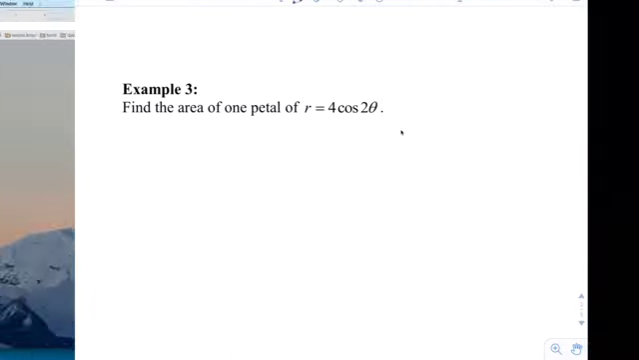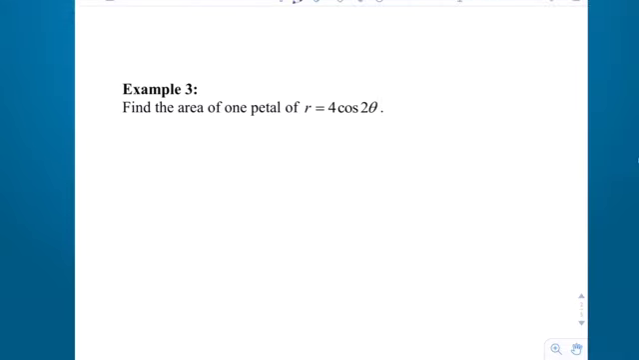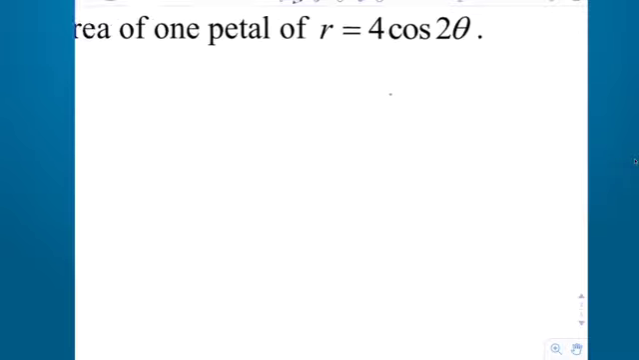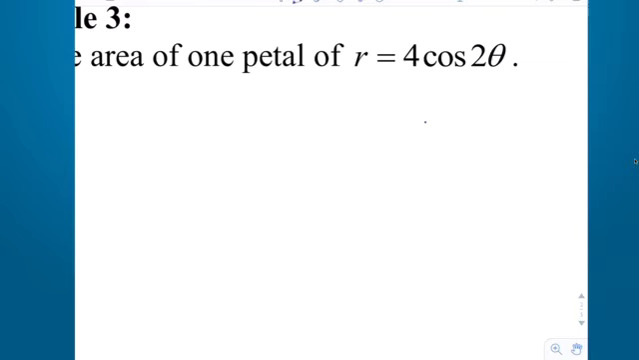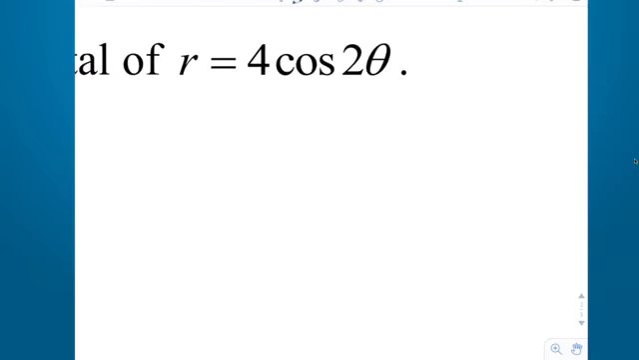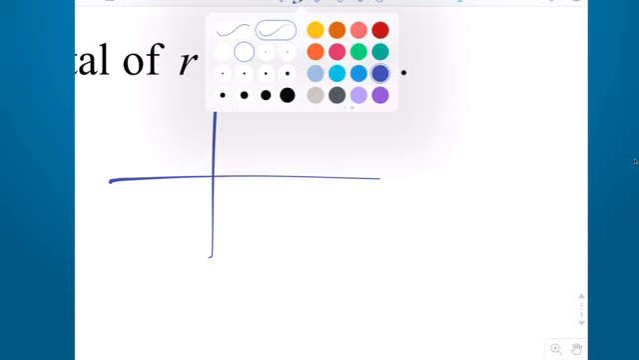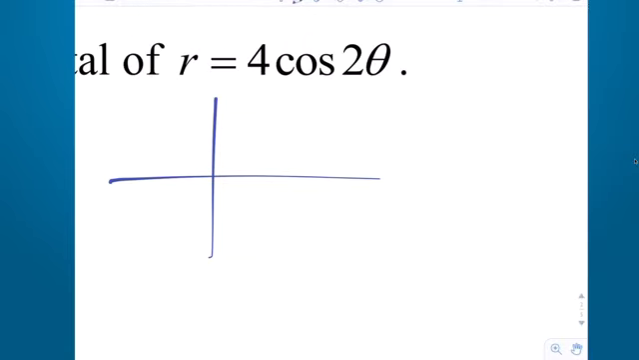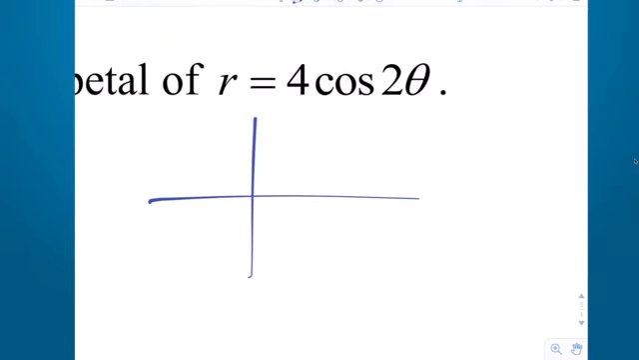Find the area of one petal of r equals 4 cosine of 2 theta. So very similar to the previous example, except this one has cosine in it. All right? So let's go ahead and sketch it out. Typically, we always start with 0, right? So when theta is 0, what is the radius?